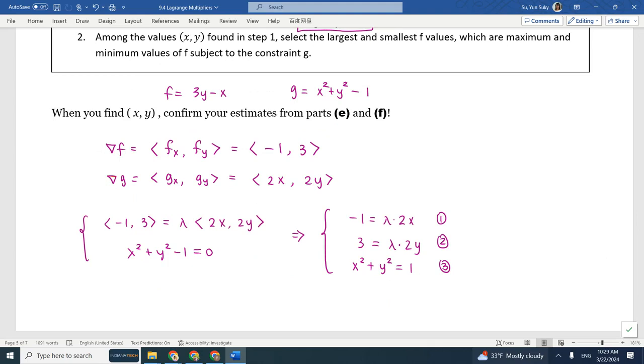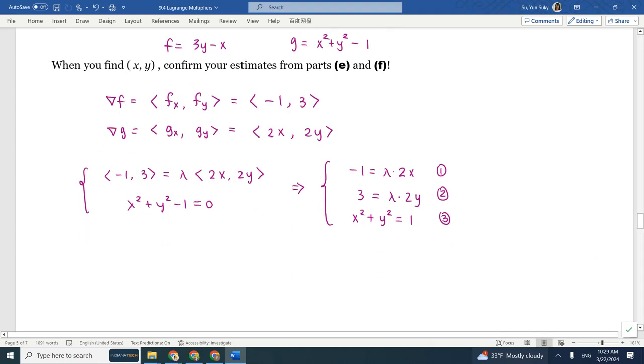We have x and y and lambda. How many unknowns? 3, right? So 3 equations should be able to help us solve 3 unknowns. And then here, remember how to solve nonlinear equations.